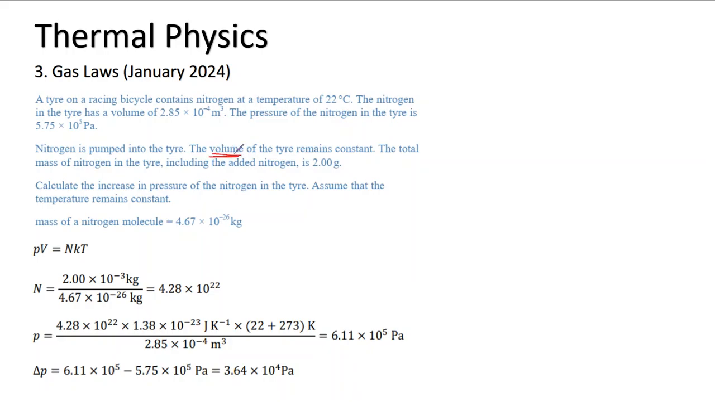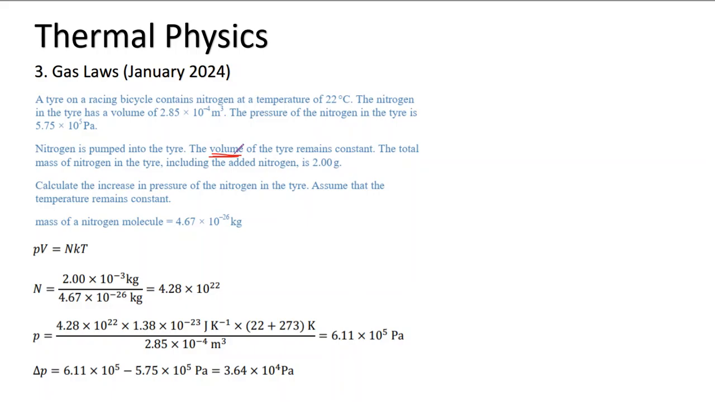The total mass of nitrogen in the tire, including the added nitrogen, is 2 gram. Calculate the increase in pressure of the nitrogen in the tire. Assume the temperature remains constant. So gas laws used to be very straightforward, but in recent years they have also seen that everybody is getting this right. So they are twisting the question a little bit, but please don't be alarmed.